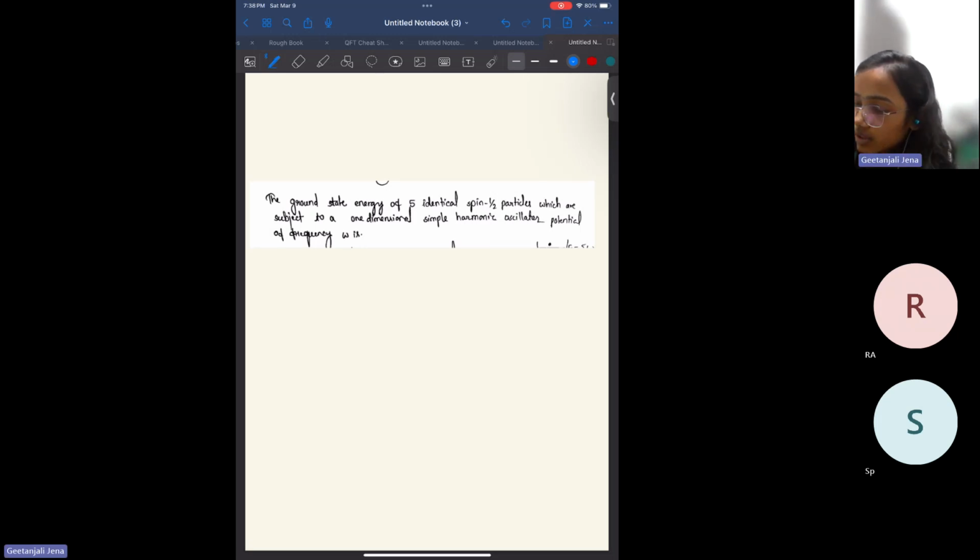So the next one is based on the simple harmonic oscillator, and it is telling there are 5 identical spin-up particles which are subjected to a one-dimensional simple harmonic oscillator. For a simple harmonic oscillator, you know that En is (n plus half) h cut omega for a one particle system. So now if you have 5 identical spin-up particles, spin-up means fermions, so one state will have 2 particles.